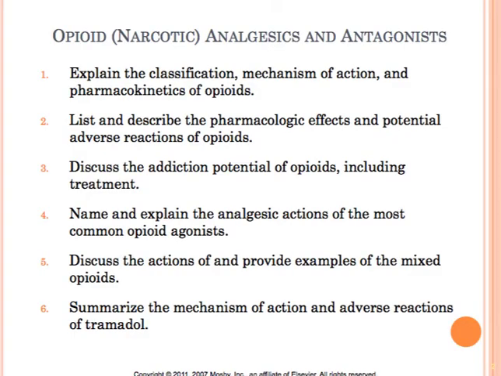Hello. In this video, we'll discuss narcotic or opioid analgesics. We'll learn what they do to the body and a little bit about what the body does to the drug. Remember, that's the pharmacokinetics part. We'll talk a little bit about addiction potential of these drugs and the treatment of addiction. And we'll list some of the most commonly used medications and learn a little bit about their dosing.